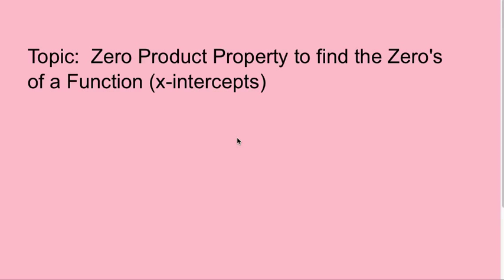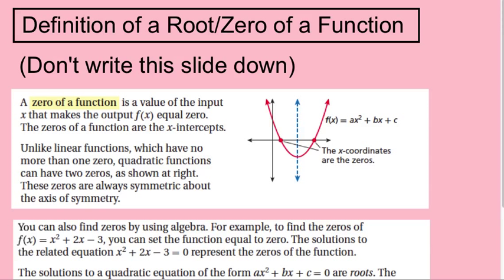In order to find the zeros of a function, they allow you to find the x-intercepts of the graph if they are real zeros. So this first slide you don't need to write down, but I just want to talk through it.